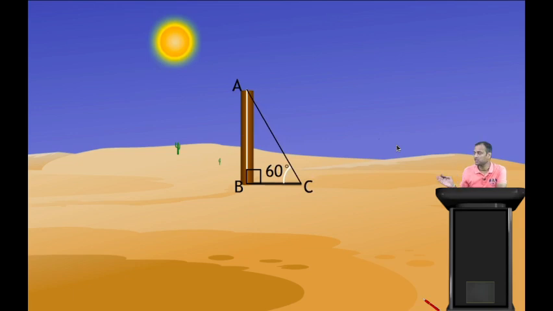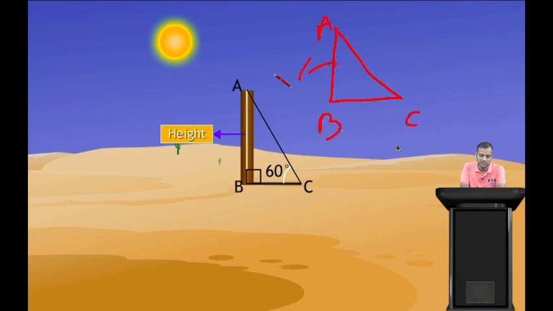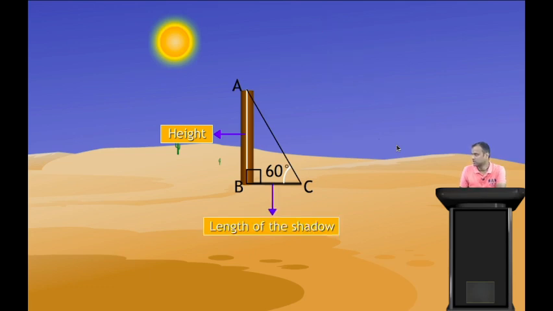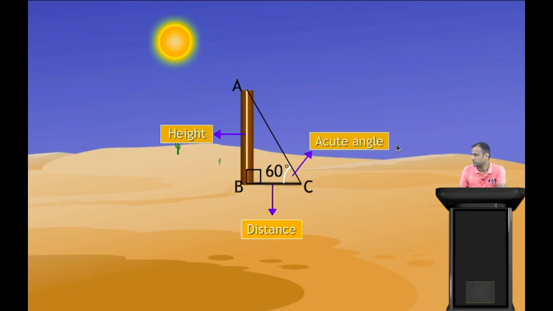And if we change the angle theta, then the ratio of BC and AB will change. So in this triangle AB is called the height. If we have a triangle ABC, AB is called the height, and BC is called the distance or length of the shadow. So this is the distance between B and C, and it is an acute angle.